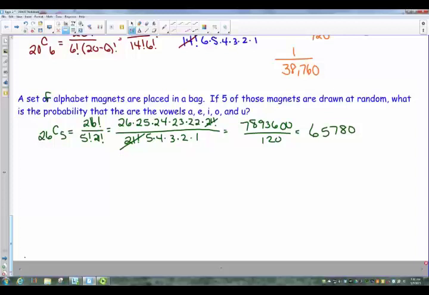Now, what is the probability that they are A, E, I, O, U? Well, there's only one way to get A, E, I, O, U, and it's to pull them all out. So it's 1 out of 65,780. And there you go.